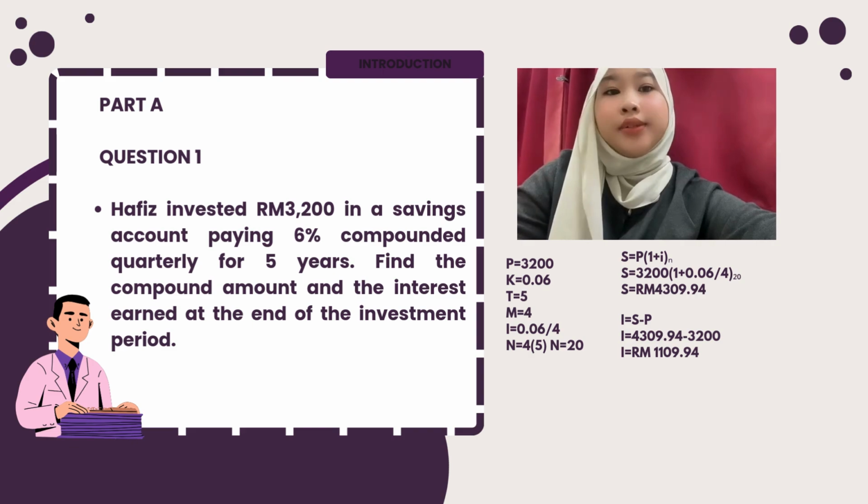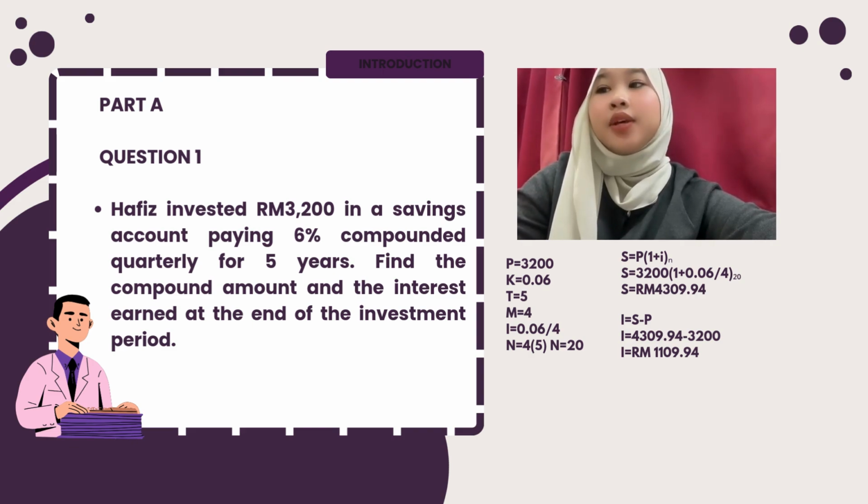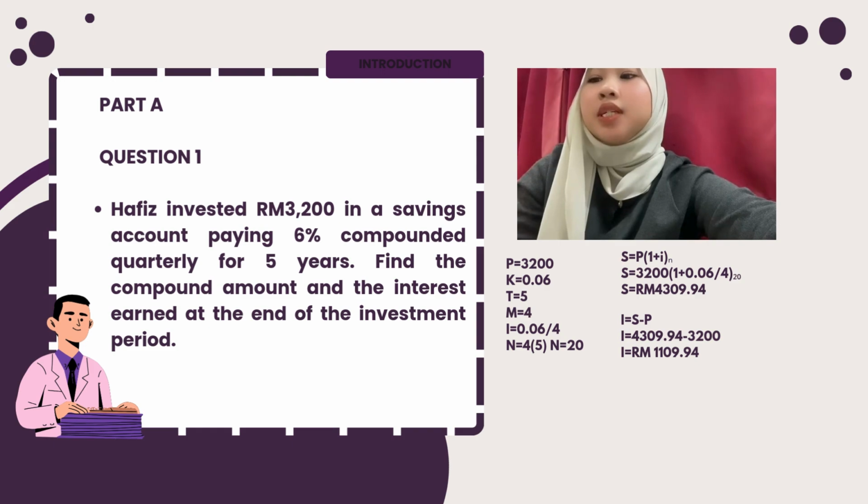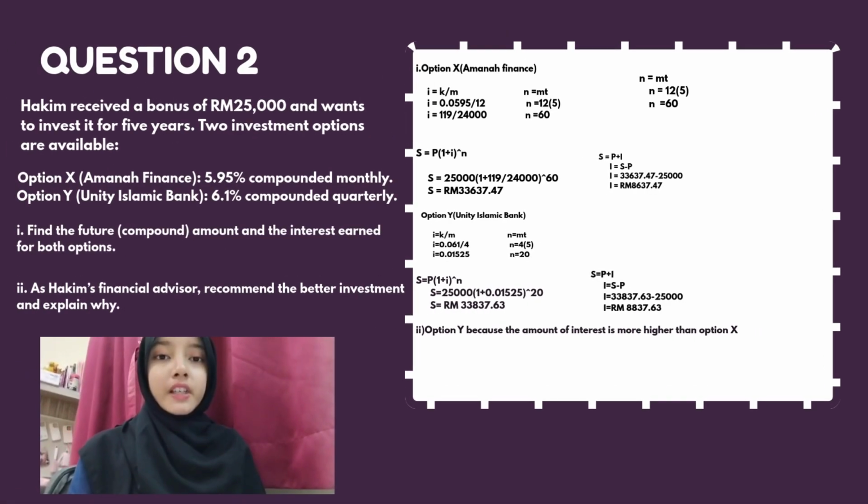I equal 0.06 per 4, N equal MT, N equal 4 times 5, N equal 20. So the answer is S equal P times bracket 1 plus I, bracket power N. S equal RM3200 times bracket 1 plus 0.06 per 4, bracket power 20. S equal RM4309.94. I equal S minus P. I equal RM4309.94 minus RM3200. I equal RM1109.94.